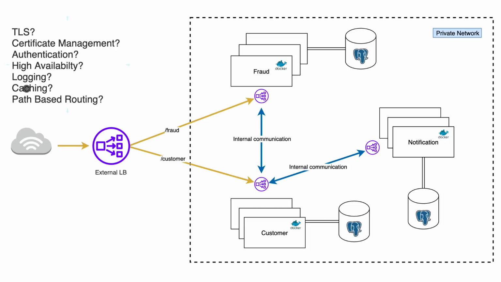Logging, caching, path-based routing. So in here, you see that instead of having multiple external load balancers for each of our applications, we can just have one. And then based on the path, we can redirect the request to the appropriate internal load balancer. Now, you see that this actually is quite a lot of work to do.